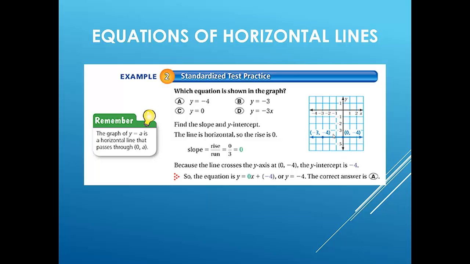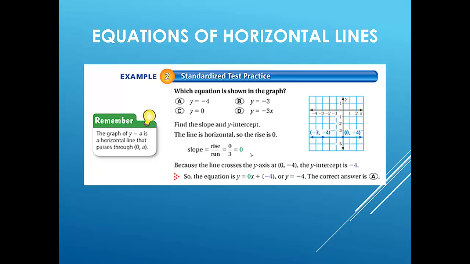We have our 2 points: (-3, -4) and (0, -4). To get from one point to the other point, we are not going up or down at all. So that's why it's 0. Our run would be 3. So our rise over run would be 0/3, which is equal to 0.